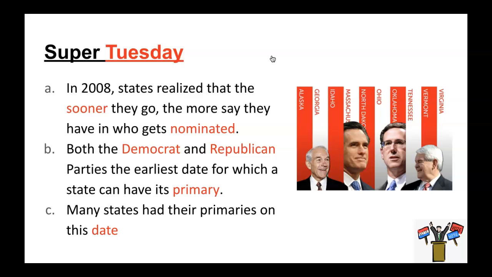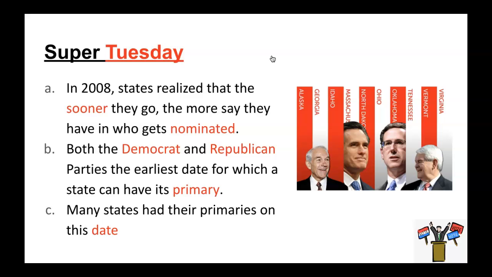As we continue to talk about primaries here, let's focus on Super Tuesday. Super Tuesday is a special event where basically most states hold their primaries. In 2008, for example, states realized that the sooner they go, like I said, the more say that they have over who gets nominated. Both the Democrat and Republican parties have the earliest date for which a state can have its primary, and they try to advocate and compete with one another for the earliest date. Many states have had their primaries on this date, Super Tuesday, and it pretty much becomes blatantly clear in most election years who the nominee is going to be of that said party after Super Tuesday.